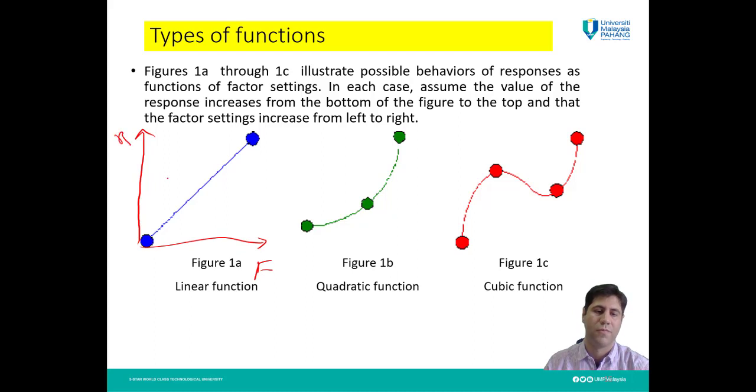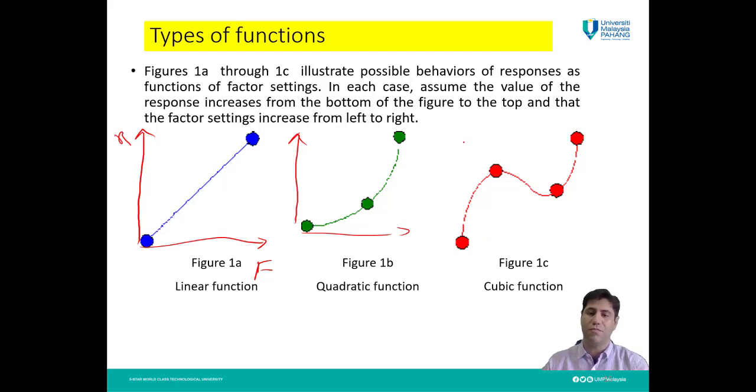This is the response. These figures mean the change in the response with change in the factor is linear. There is a linear correlation between the response and factor. We may also have something like this, which is a quadratic function, where we can find the response by using a quadratic equation.